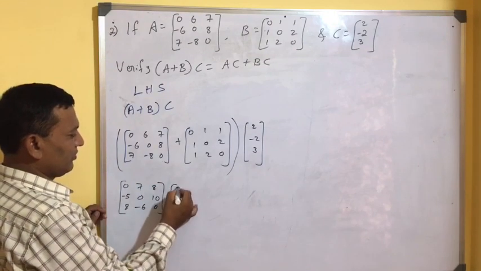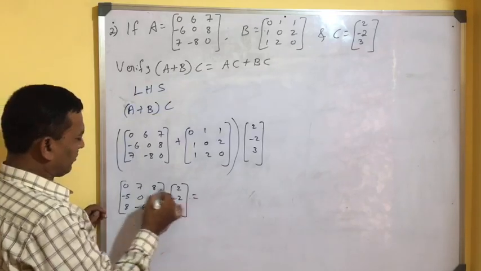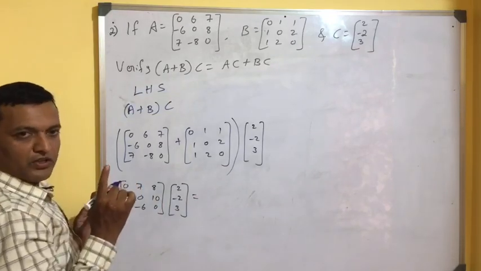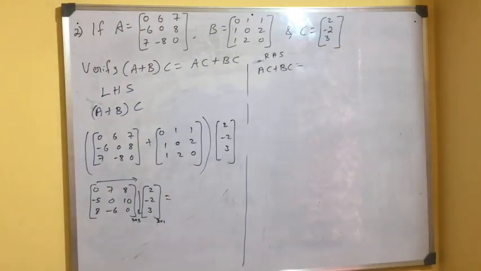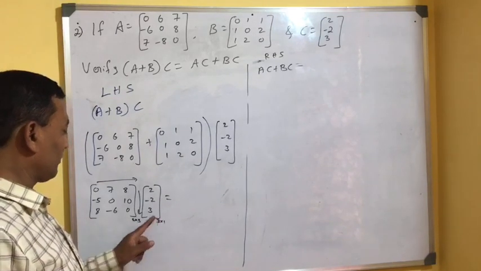Now into, that is [2; -2; 3]. Now multiplication, this is a very important part. When there is no square, for the multiplication of the matrices, the properties should be used here. Here we have the first matrix of order 3 cross 3 and the second matrix of order 3 cross 1.